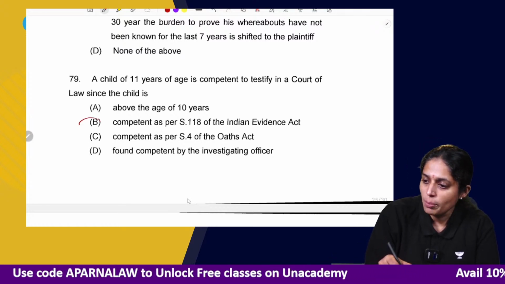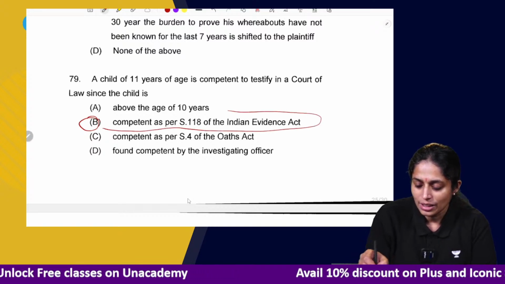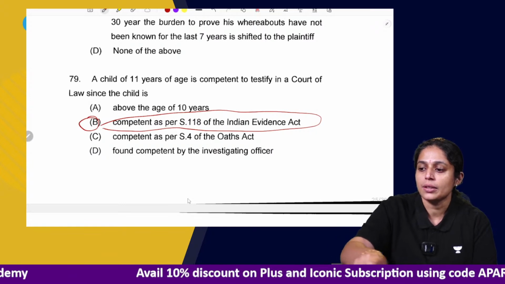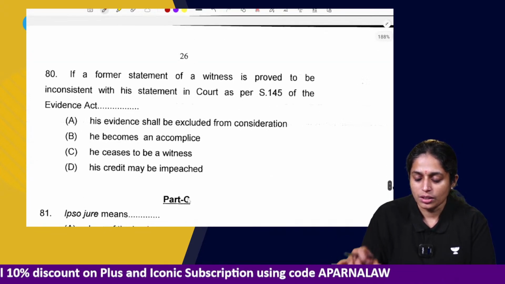So he is a competent witness, a child also, provided he can understand the questions and answers. So B is the correct answer. Next, last question of this particular section.